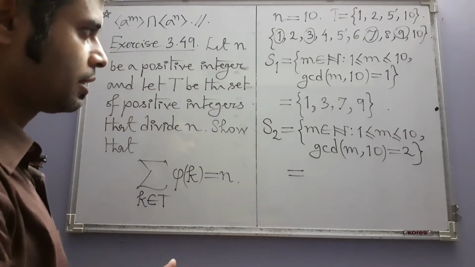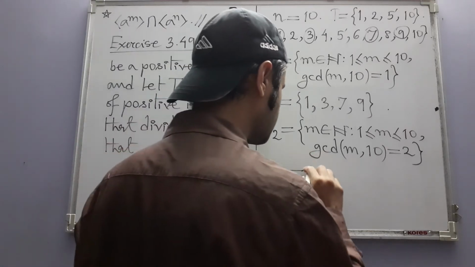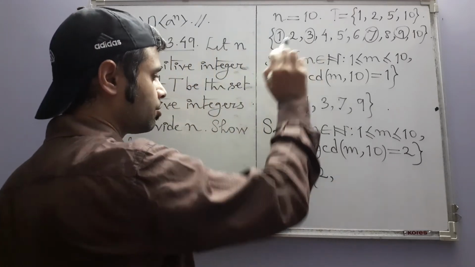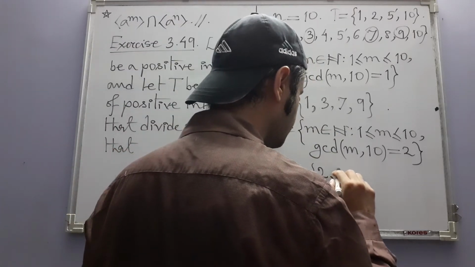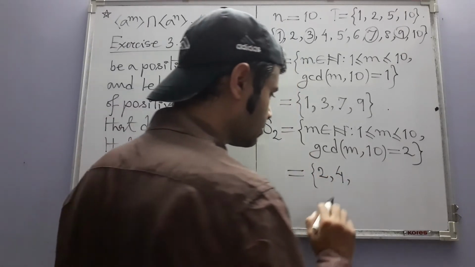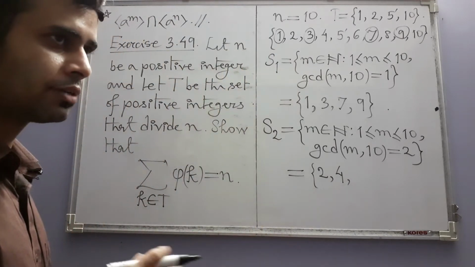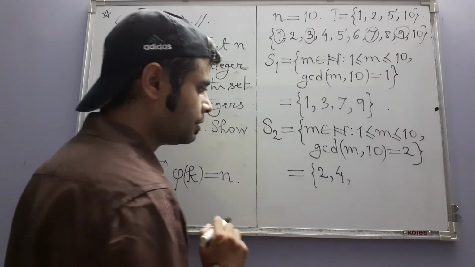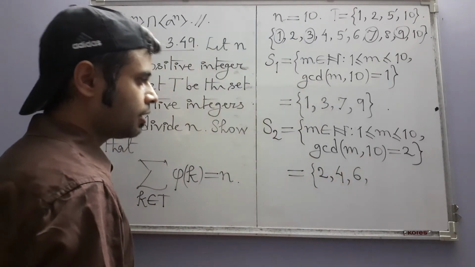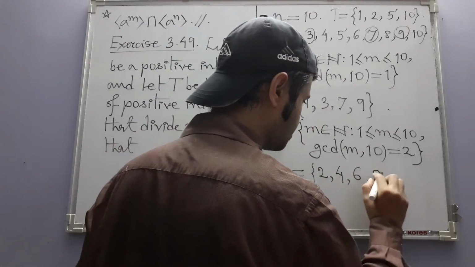Okay, so now what are the possibilities for n? 2 of course is an option. The GCD of 4 and 10 is also 2. The GCD of 6 and 10 is also 2, because 6 is 2 times 3 and 10 is 2 times 5. 3 and 5 are relatively prime, so the GCD is 2. So that means 6 is also an option. And 8 is also an option, and that's just it.